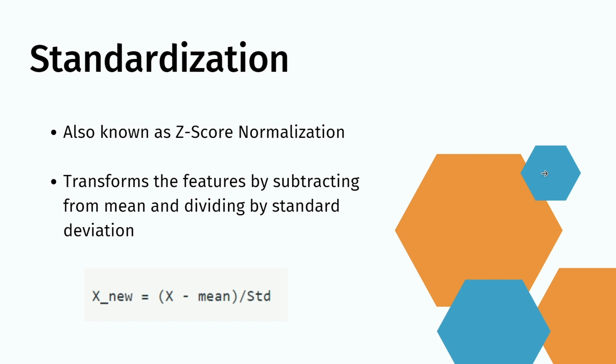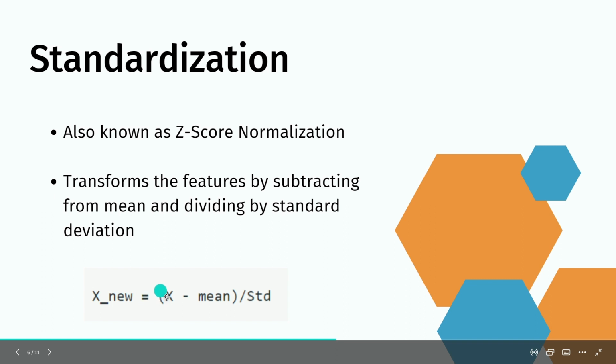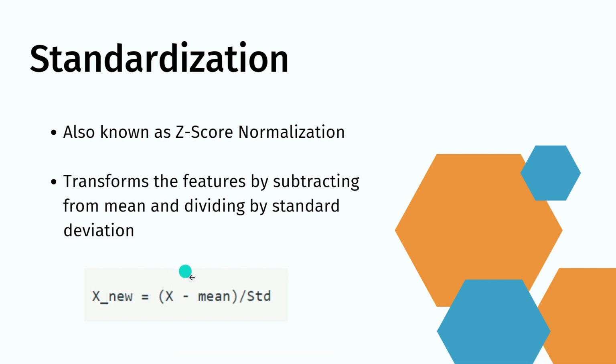Now standardization. Standardization is also known as z-score normalization. And in this video, like I mentioned, we're going to see the standardization only. We'll talk about normalization in the next video. So standardization, or z-score normalization, transforms the feature by subtracting the mean from it and dividing it by the standard deviation. So it is also written as x new equals x minus mean divided by the standard deviation. So it is a pretty straightforward formula.